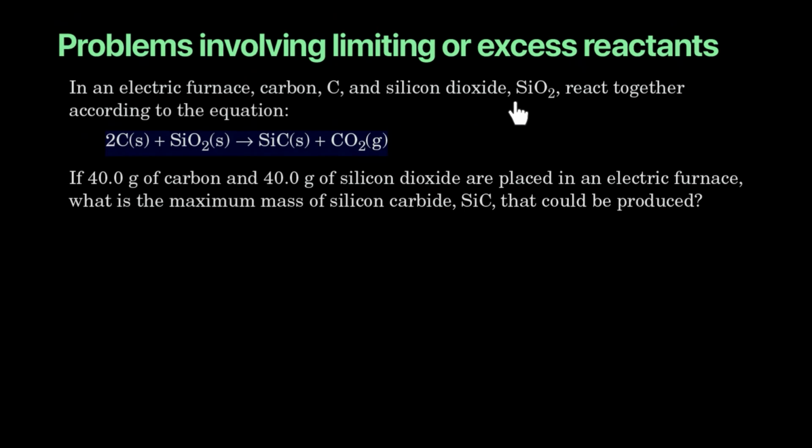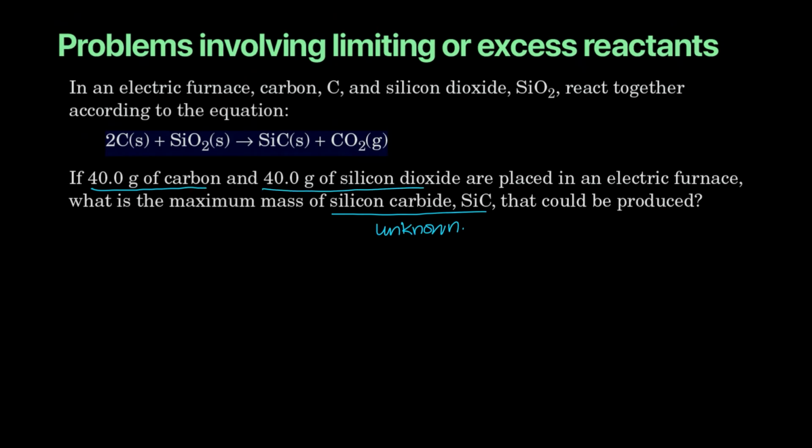In this question, you've got carbon and SiO2 reacting together. So there are two reactants, carbon and SiO2, forming SiC. You're given 40 grams of carbon and 40 grams of SiO2, which means they've given you two knowns, and they want to know the maximum mass of silicon carbide that could be made. So silicon carbide is definitely my unknown, because that's the one I need to find.